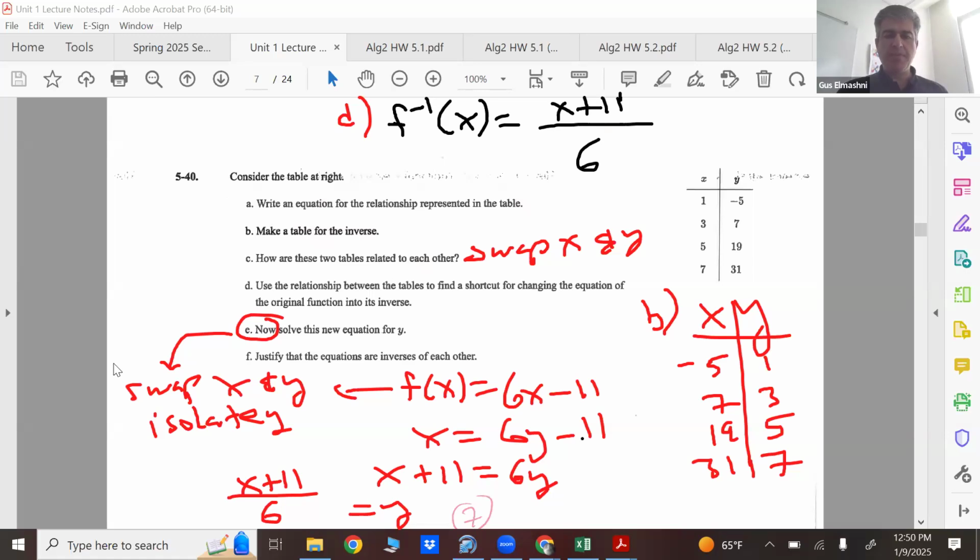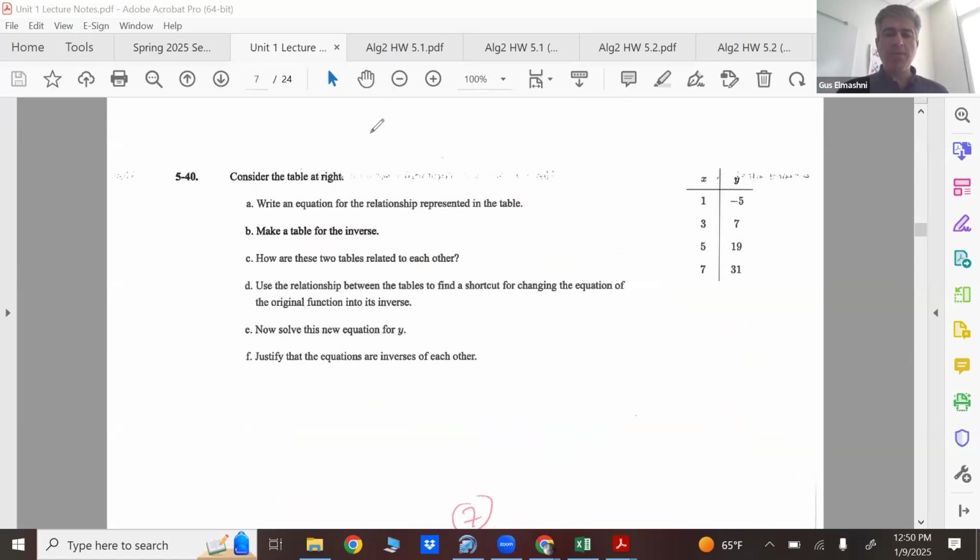Let me write the equations again. So can I clear the screen? Yeah. So what was the original equation again? The original equation was f of x equals 6x minus 11. And what was the inverse again? That was, all right, thanks. x plus 11 over 6.